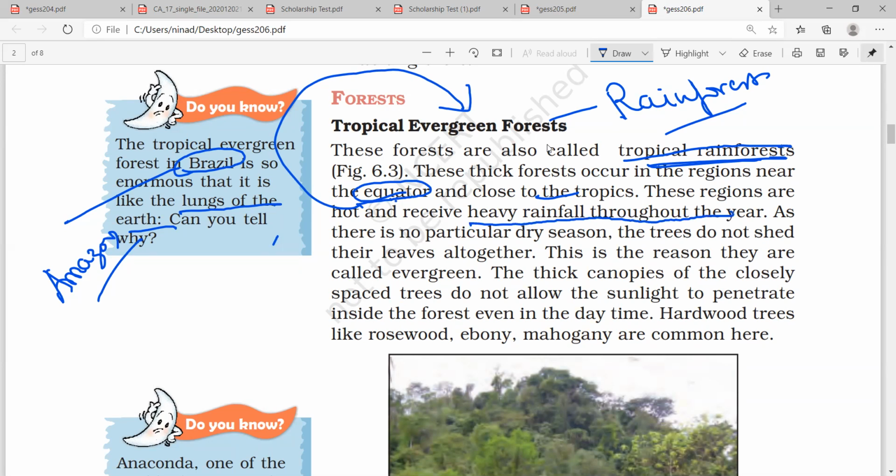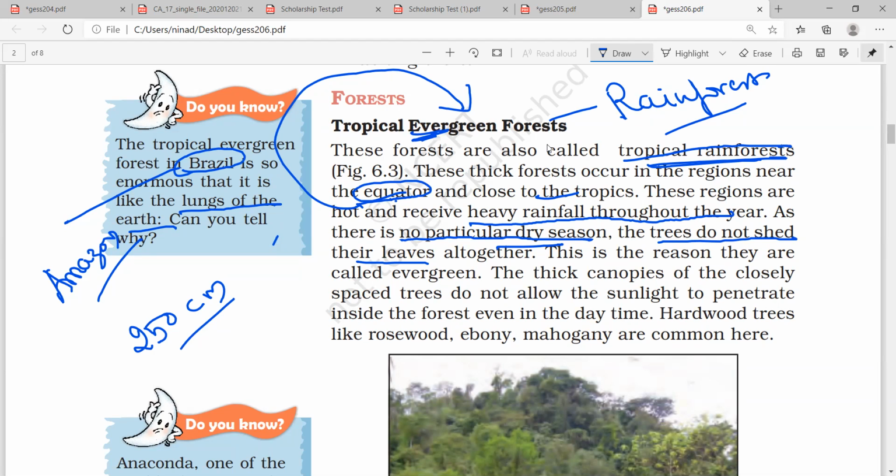This type of forest is located in a region with heavy rainfall throughout the year. You can say approximately 250 centimeter rainfall happens annually. There is no particular dry season. Trees do not shed their leaves. That is why the word evergreen.